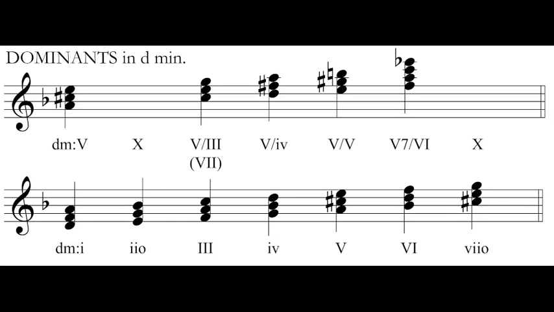We can move to the parallel minor and look at the dominants in D minor as well, and they will look similar. Our i chord has its V above it. ii, E diminished here, we notice, does not have a secondary dominant. Again, we typically don't tonicize diminished triads. Our III chord, F major, has a C major triad above it.